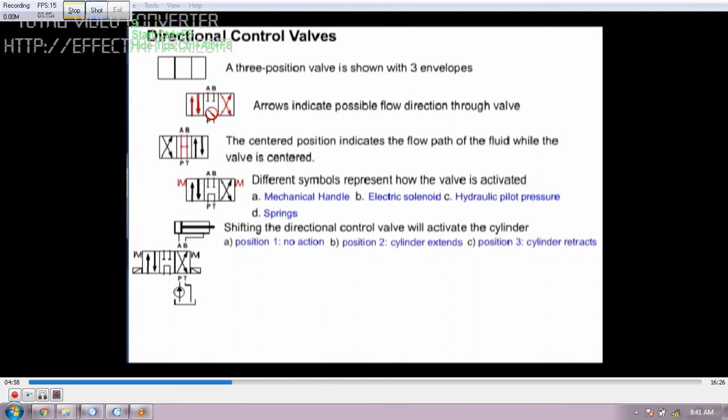So suppose it is in the center position, what happens is the hydraulic oil, or in a pneumatic system the air, will flow here and back to the tank. So nothing will happen to the movement of the piston.